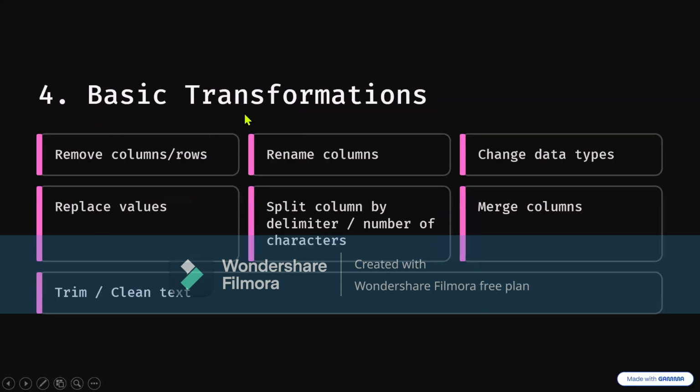Basic transformations. What can we do? Removing columns and rows, changing data type, replacing values, splitting columns by delimiter or number of characters, merging columns, trimming or cleaning text. All these functionalities, how we perform them on the data, I will be showing you a little bit.